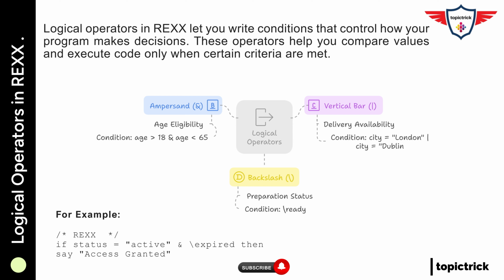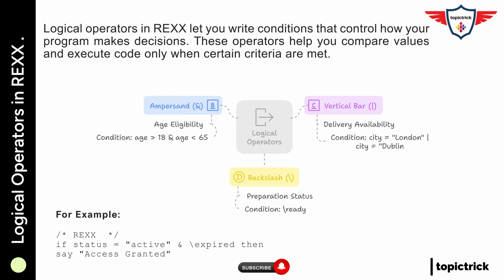Next up is the vertical bar, which represents the or operator. It checks if at least one condition is true. For example, if city = London | city = Dublin, then say delivery available. This line will print the message if either city is London or Dublin.